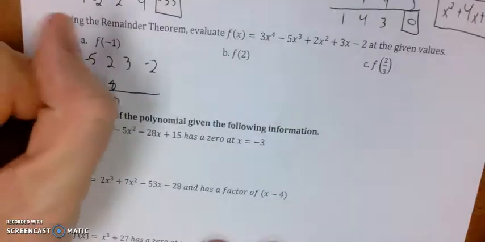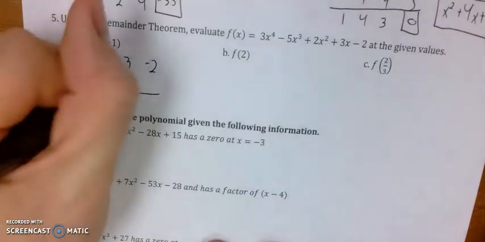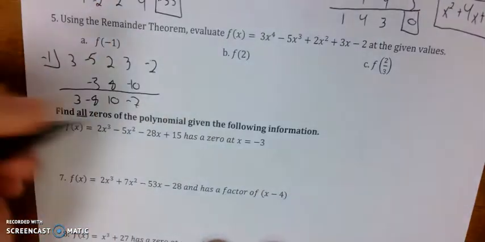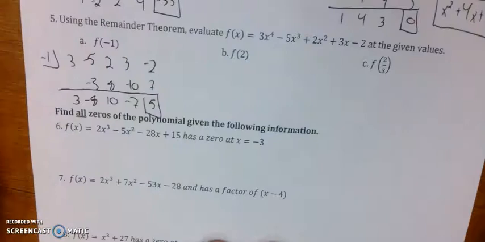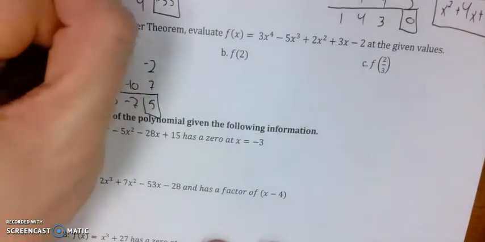All right, so -1 times 3 is -3, that's -8. Now +8, that brings us to 10. Now -10, so that's a -7. Now +7, so that would be 5. So f of -1 equals 5.